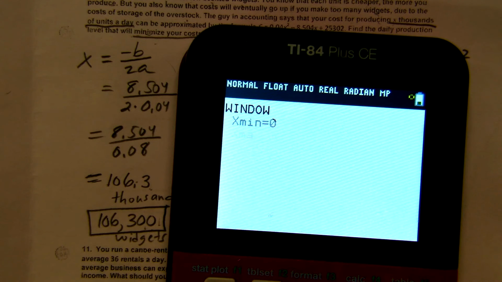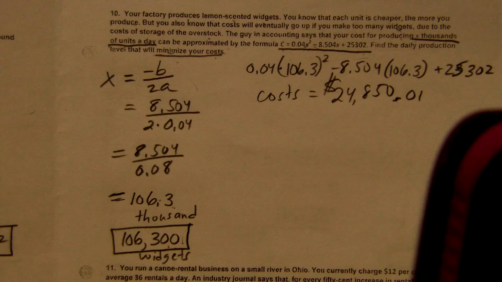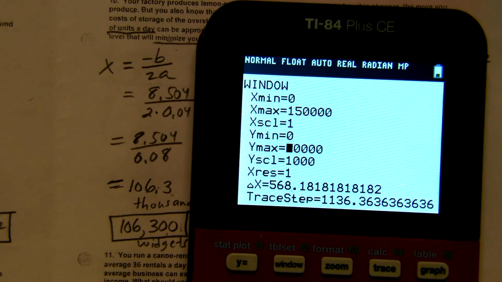So I'm going to go into my window. So in my x's, I might want to be big too. So my x's, I might want to go from 0 to 150,000. The scale doesn't matter. That's just where it puts the tick marks. And then over here, I don't know. I might want to use 100,000 or something like that. Sometimes you have to play with it a little bit and see what's going to fit.